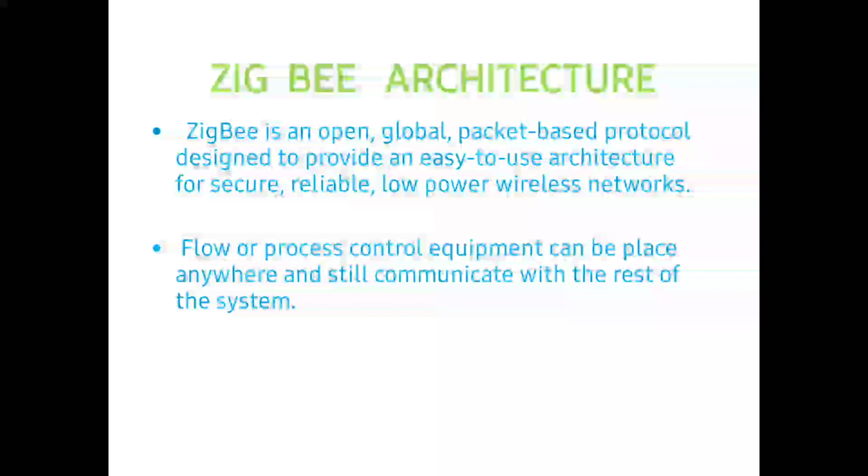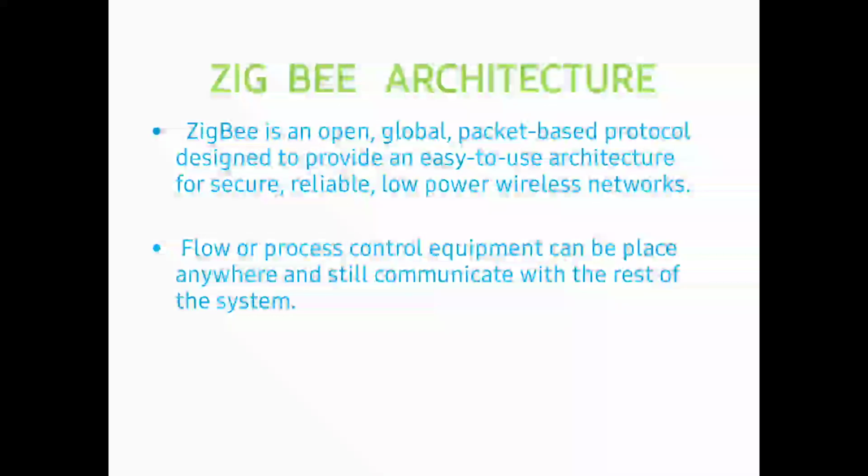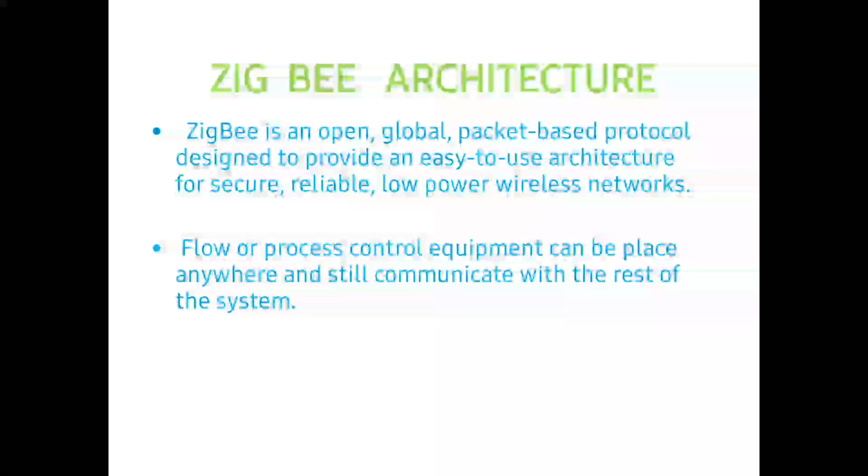How does it work? ZigBee is a wireless protocol that is used to allow smart devices such as light bulbs, sockets, plugs, smart locks, motion sensors and door sensors to communicate with each other over a personal area network. ZigBee is an open global packet-based protocol designed to provide an easy-to-use architecture for secure, reliable, low-power wireless networks. The flow or process control equipment can be placed anywhere and still communicate with the rest of the system.